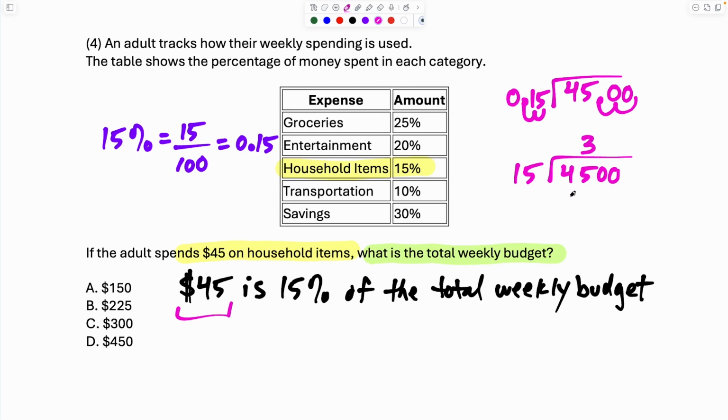3 times 15 is 45. We subtract. We get a 0. We bring down the next 0. 0 divided by 15 is 0. 0 times 15 is 0. We subtract. Bring down the next 0.